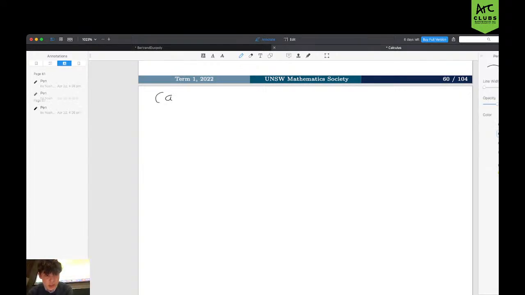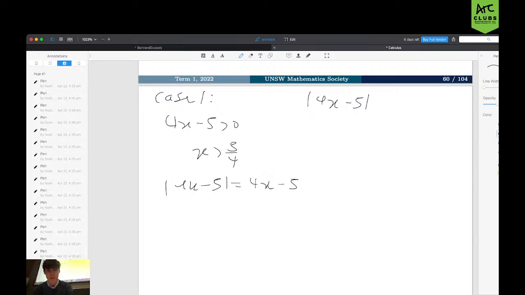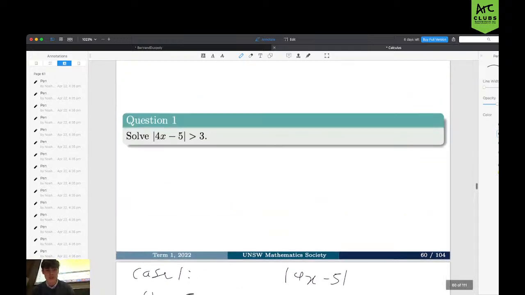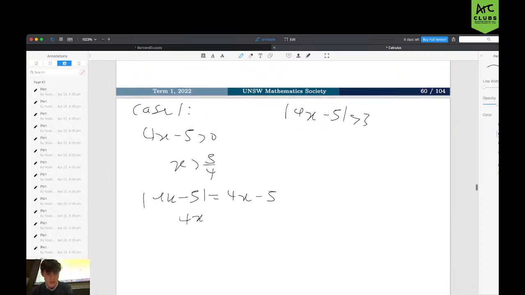So you want to set out your solution nicely. Case 1: the first case is when the inside of the absolute value function is positive, in which case we don't have to do anything to change the function to make it positive. So wherever 4x minus 5 is greater than 0, in other words x is greater than 5/4, then the absolute value of 4x minus 5 is just equal to 4x minus 5. When we solve this inequality, which is greater than 3, it's wherever 4x minus 5 is greater than 3, and that's wherever 4x is greater than 8, so x is greater than 2.